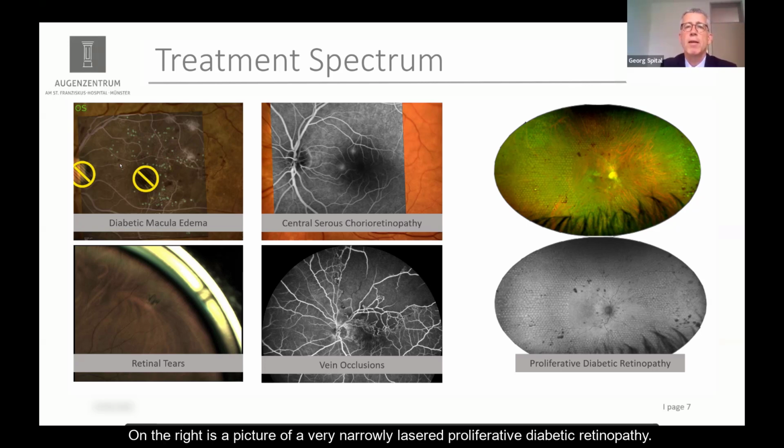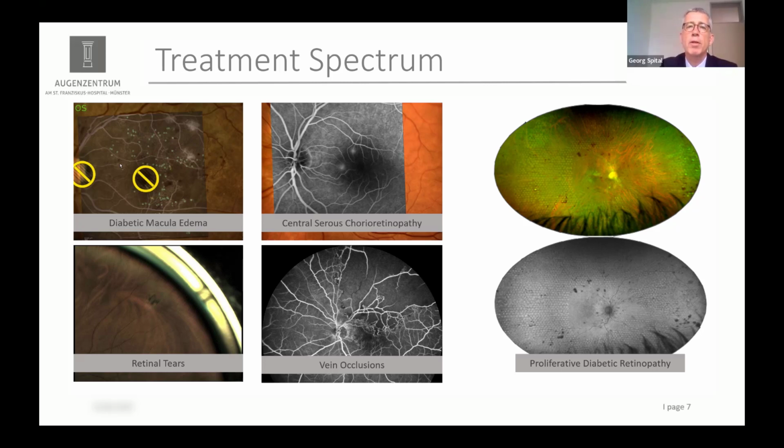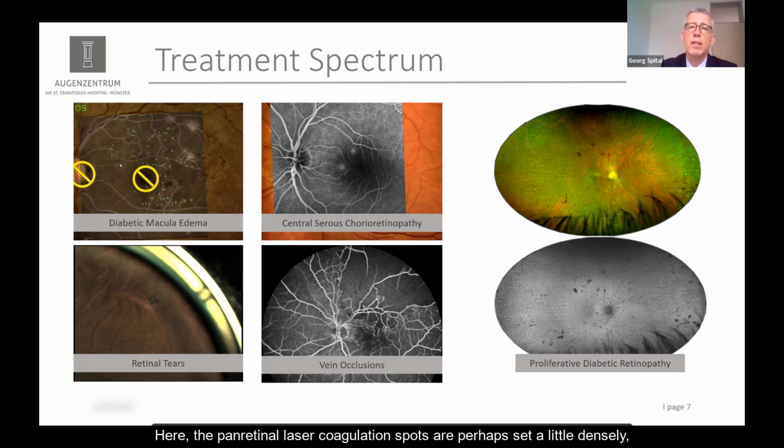On the right is a picture of a very narrowly lasered proliferative diabetic retinopathy. Here, the panretinal laser coagulation spots are perhaps set a little densely, but you can see very nicely in this image how evenly the spots can be positioned with this system.